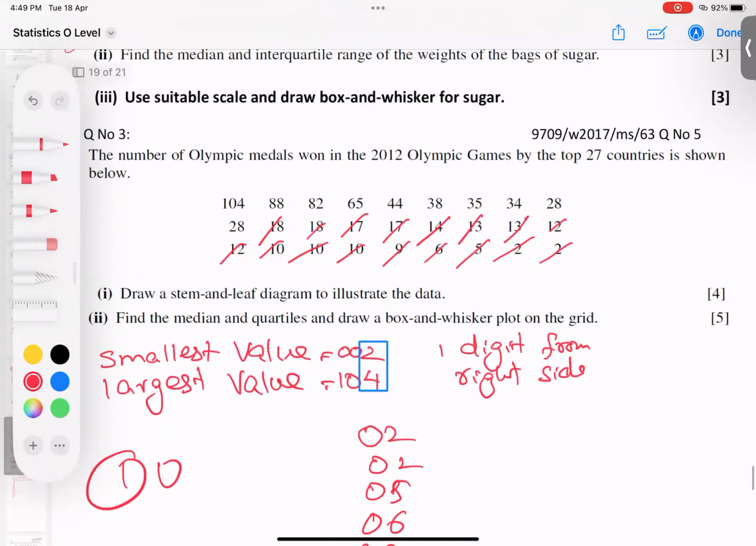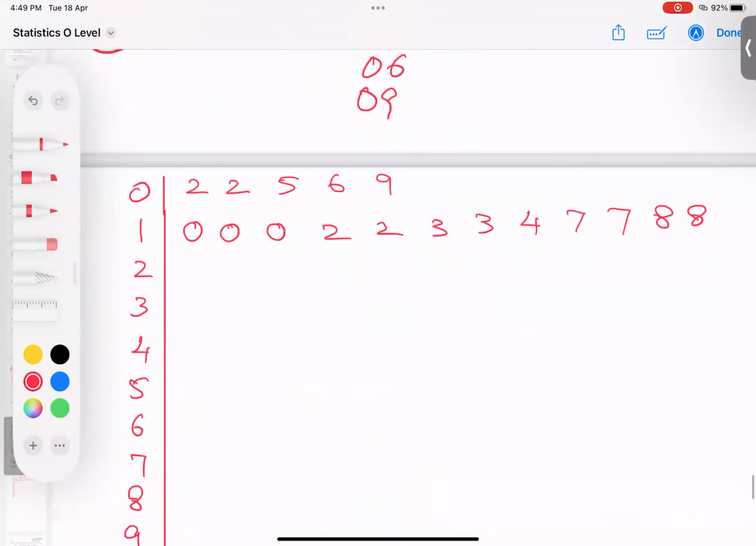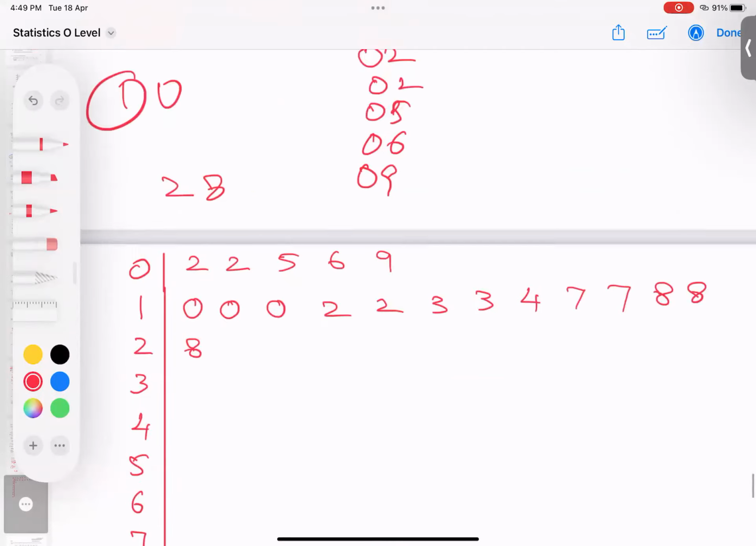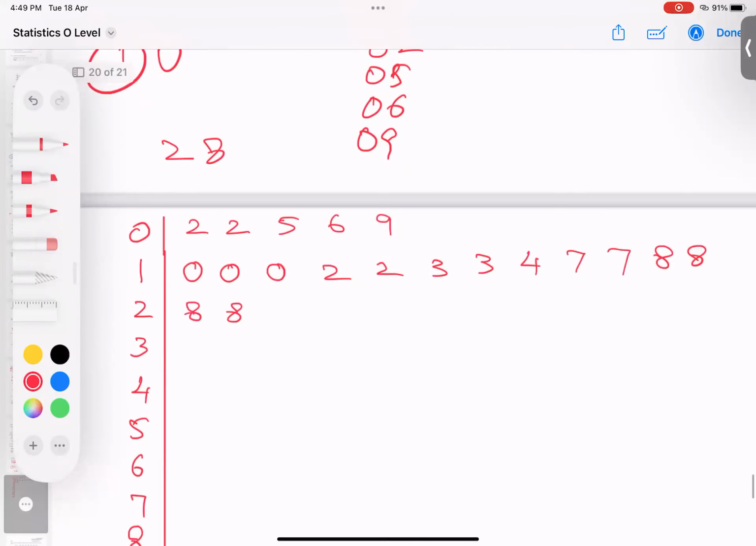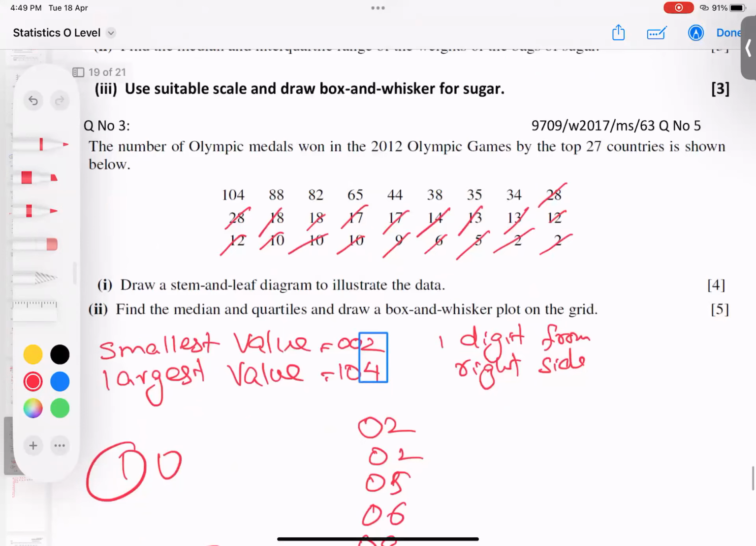I think that is done. Now let's talk about this 28 and this 28. So 28 means I cancel 28, 28, and 2 is already present, and the 8 I write here. I believe you understand. But how many 28s are there? 28, 2, 8, 28, so 2, 8, 8. I hope you are now feeling a bit relaxed.